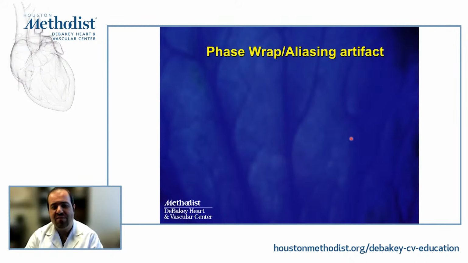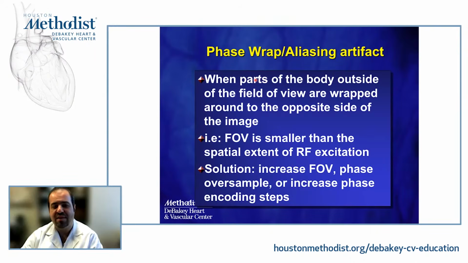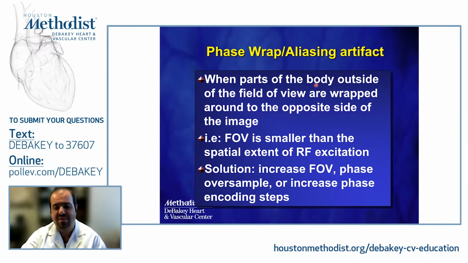When we talk about the phase wrap or the aliasing artifacts, by definition, when parts of the body are outside the field of view, they get wrapped around to the opposite side of the image. Typically this occurs when our field of view is smaller than the spatial extent of all these radio frequency pulse excitations. Some of the solutions we have are to either maximize our field of view, or oversample the phase encoding direction and/or increase the phase encoding steps.